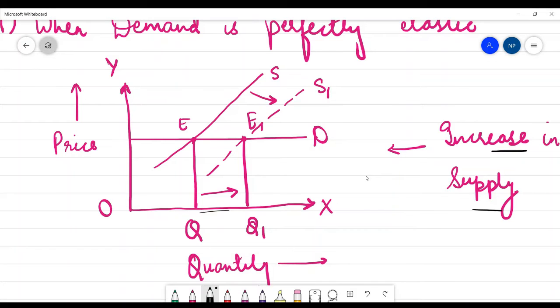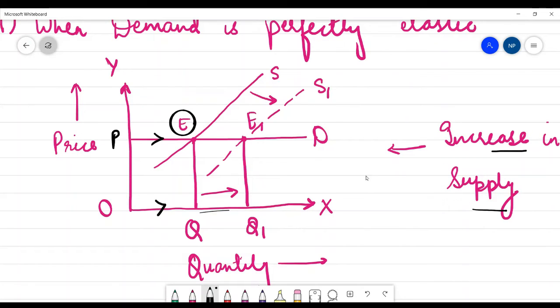We will see an increase in supply, and in another situation, a decrease in supply. So here, if OP is the price and OQ is the original quantity, and I draw the demand curve, this particular demand curve will be parallel to the x-axis because price is constant. Over here, the supply curve, you can see this pink color line is the supply curve, and E is the original quantity.